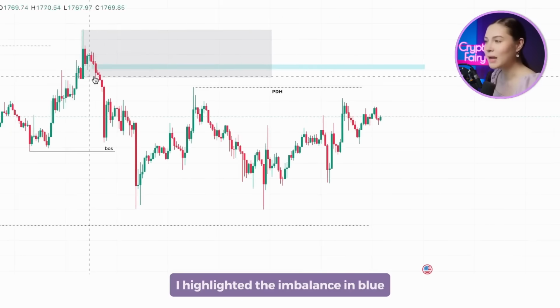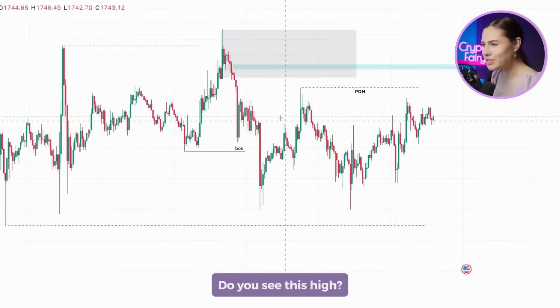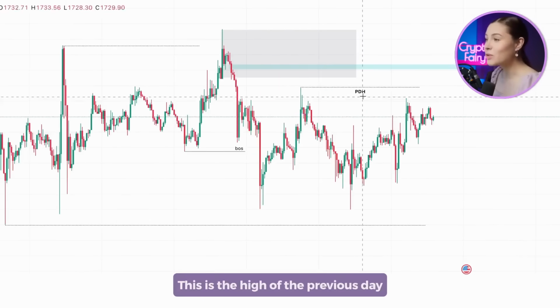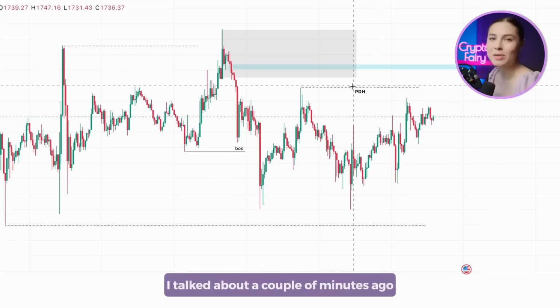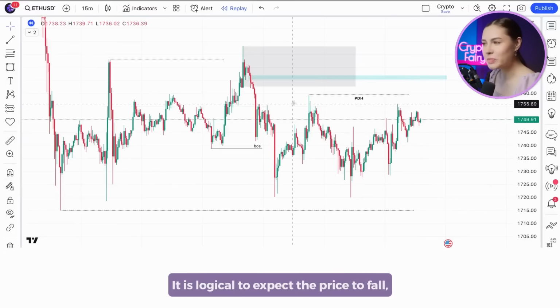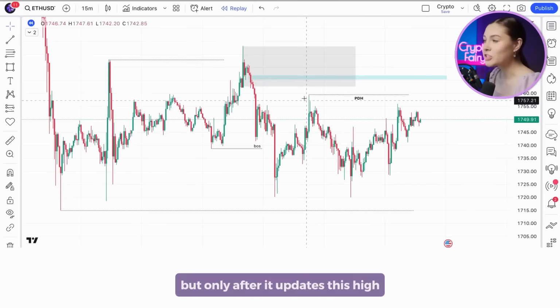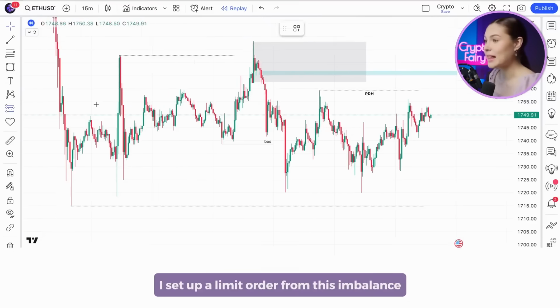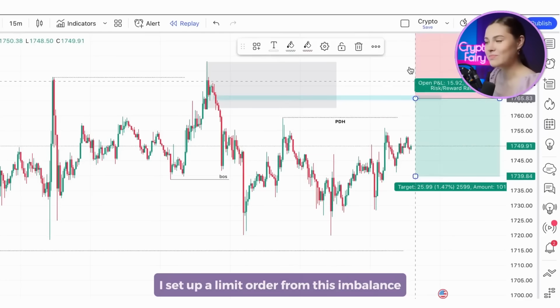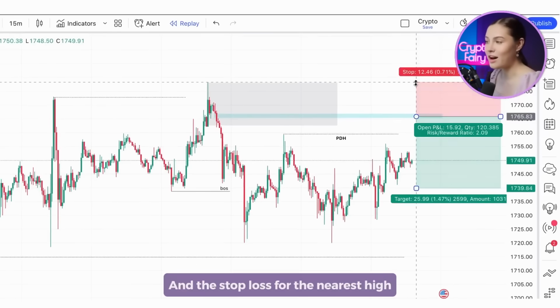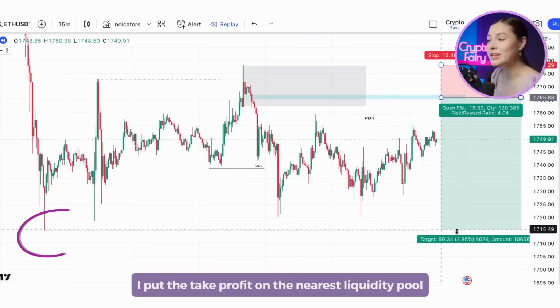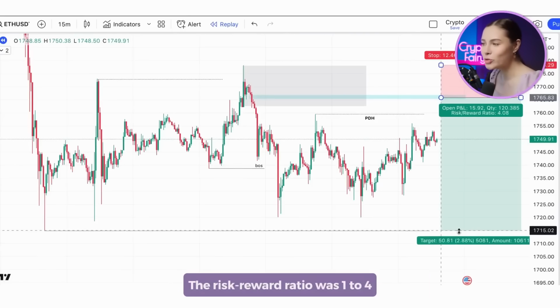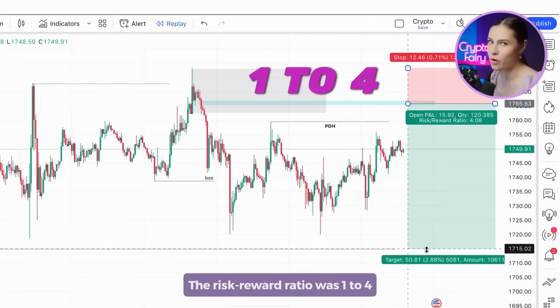I highlighted the imbalance in blue. Do you see this high? This is the high of the previous day I talked about a couple of minutes ago. It is logical to expect the price to fall, but only after it updates this high and touches the order block. I set up a limit order from this imbalance, and the stop loss for the nearest high. I put the take profit on the nearest liquidity pool. The risk-reward ratio was 1:4.